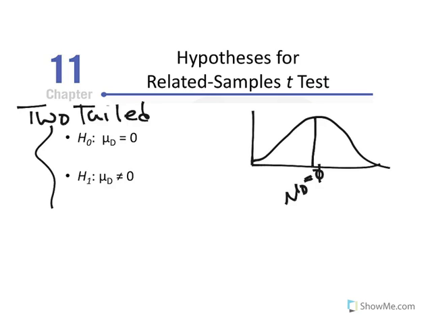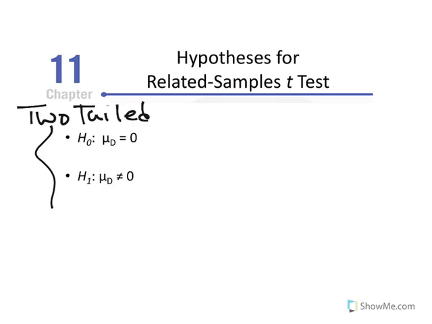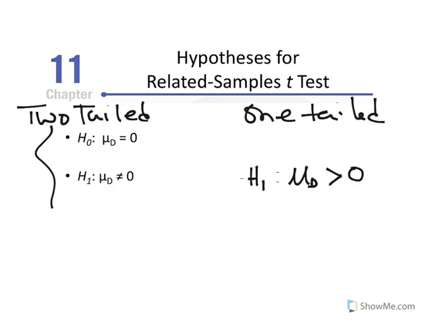So I'd like to also illustrate what it would look like if we are working with a directional hypothesis. So, a one-tailed test. We would say the research hypothesis is one option. We may say that the mean difference is greater than 0, and the null says that the mean difference is less than or equal to 0.